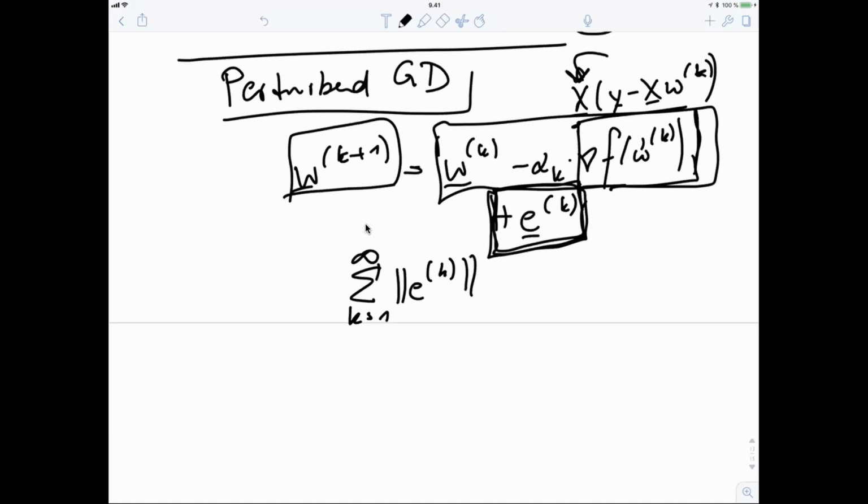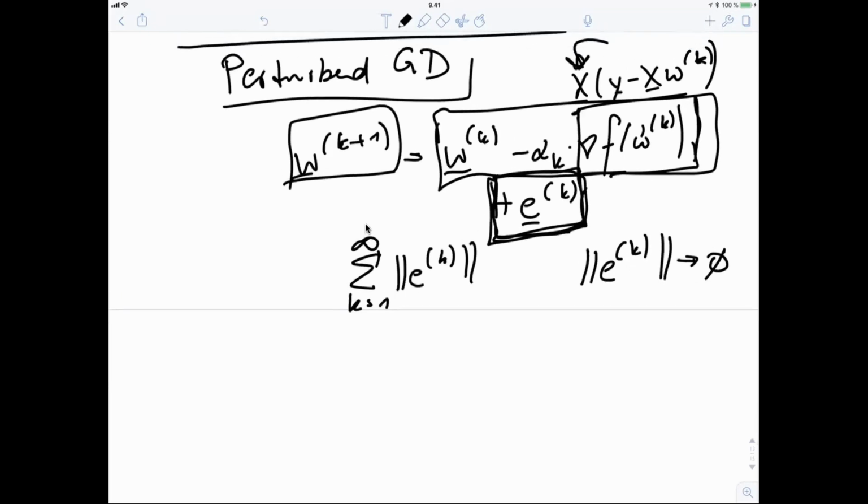So you need to somehow make sure that these errors become small eventually. You typically need a requirement that the norm of these errors goes to 0. If you do not have such decreasing errors, then you will not be able to achieve or approach the optimum, the minimum of the function that you want to minimize using gradient descent. Okay, and this brings me to the next variant already, which is stochastic gradient descent.